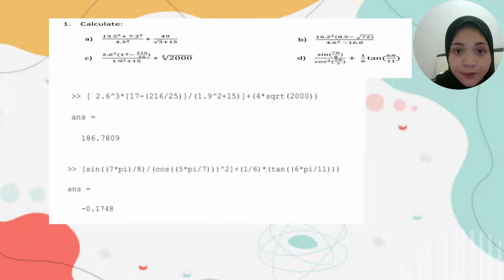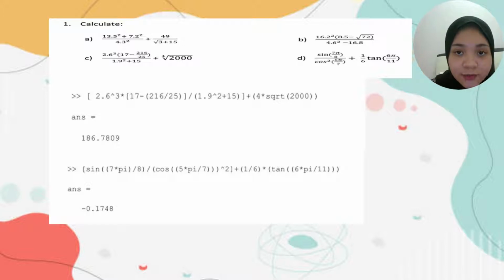So for question C, just type all the equation and don't forget to type this. For this question, which is the fourth root, just type 4 times, which is this symbol comes 2 times, and put square root and put the bracket 2000 and then press enter and the answer will appear. Next, question D uses sin and cos and also tangent.